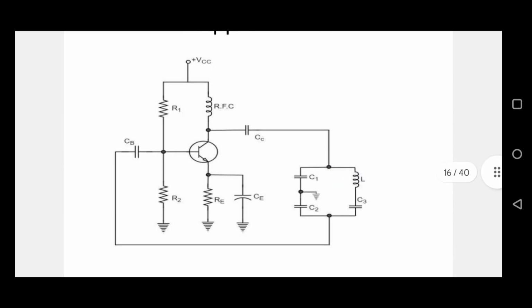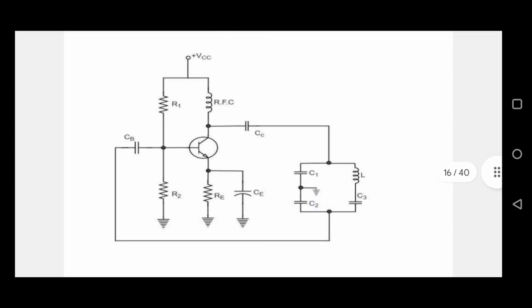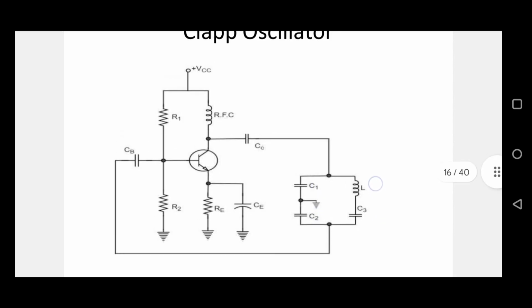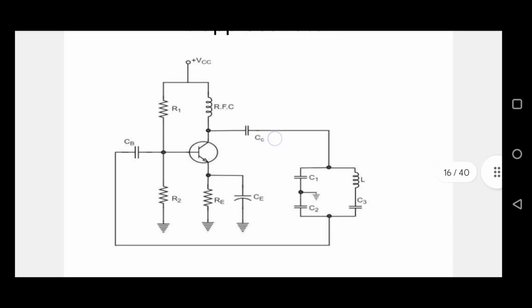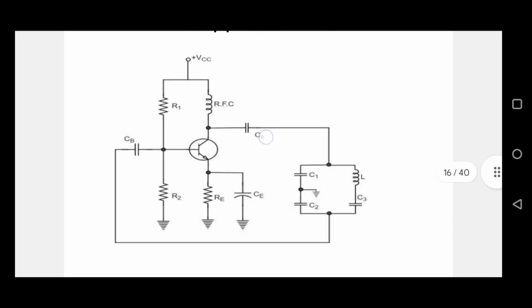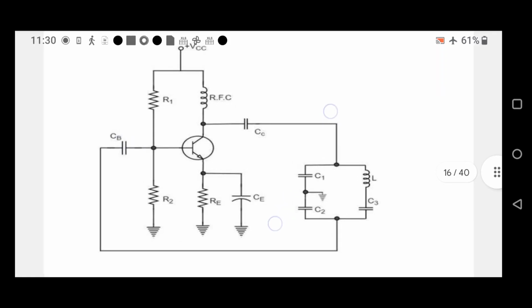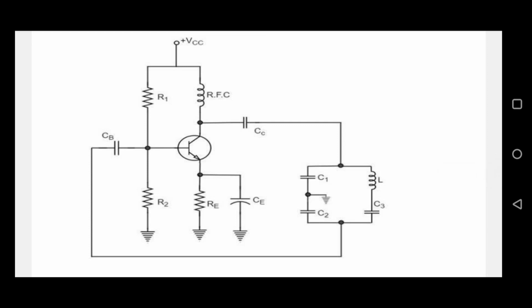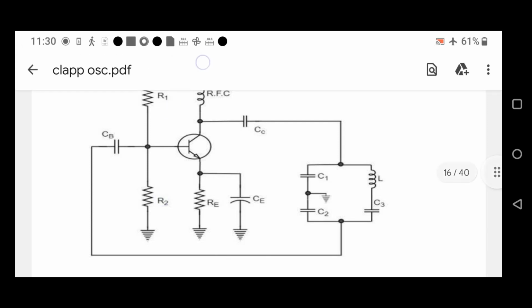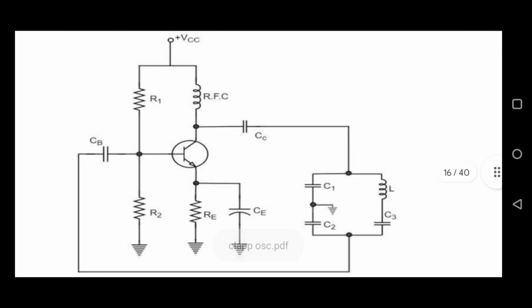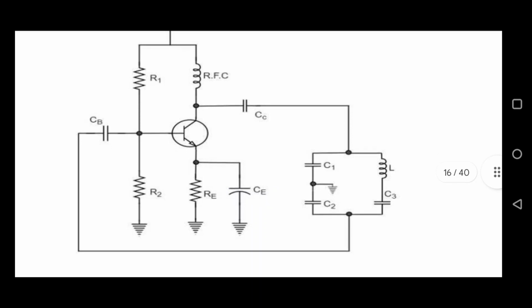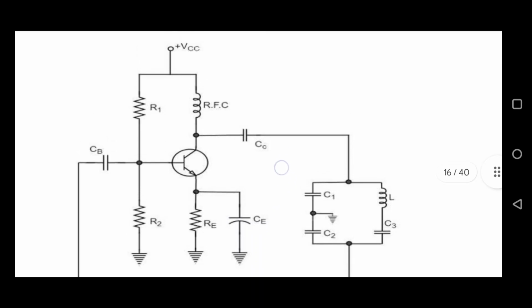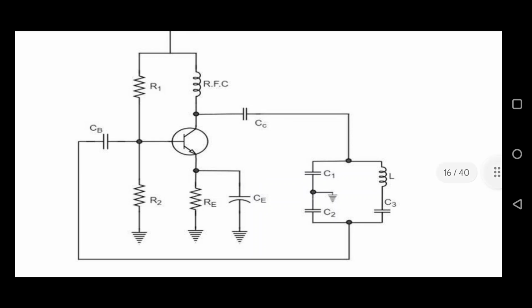In this tank circuit, C1 and C2 are connected, and C3 and L are connected in series. CC and CB are the coupling capacitors. R1 and R2 are the biasing resistances, which are used to set the DC bias of the transistor, and VCC is the power supply. RE and CE are the emitter resistance and the emitter bypass capacitor. So this is the construction of the Clapp oscillator.